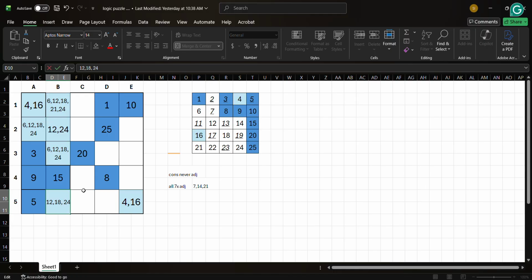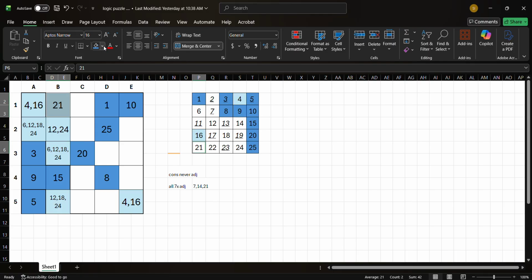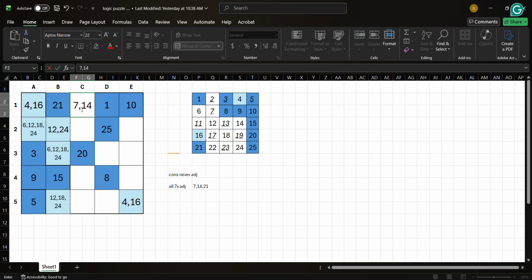So I'm just trying to get that. Yeah, 21 is nowhere but there. We've got to have 21 in there. And we've got to have a 7 and a 14 adjacent. Our 7 and 14 aren't in either of these, so that means they have to be in both of these. A 7 and a 14, and the only things it can be.